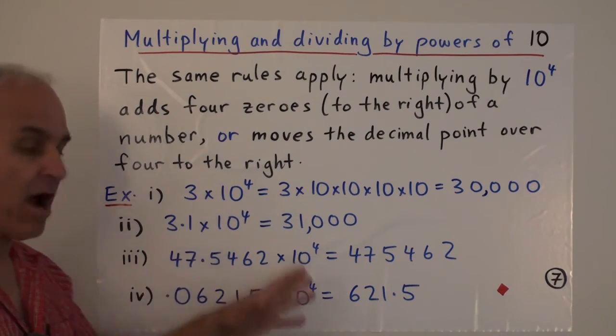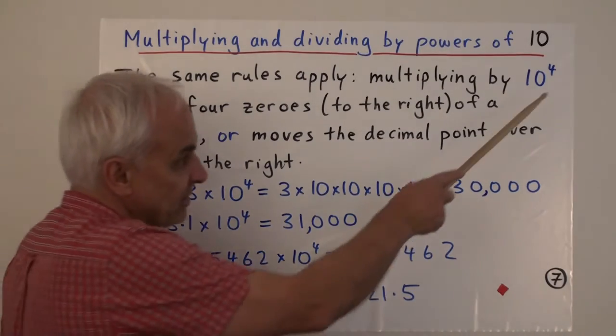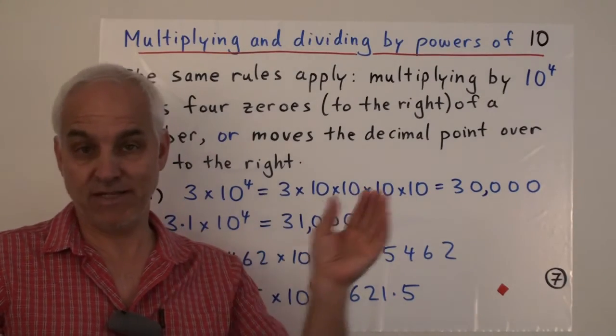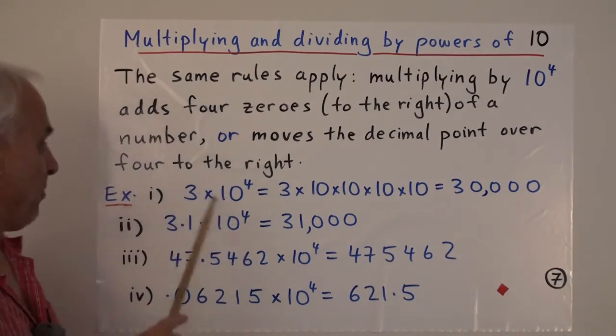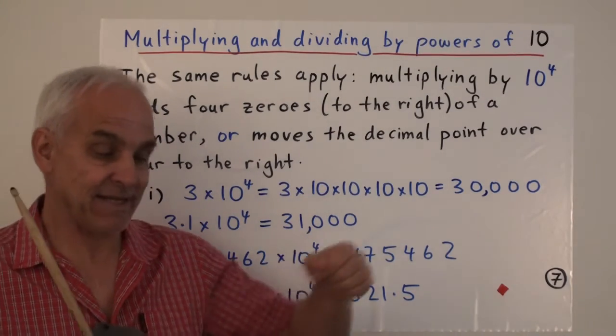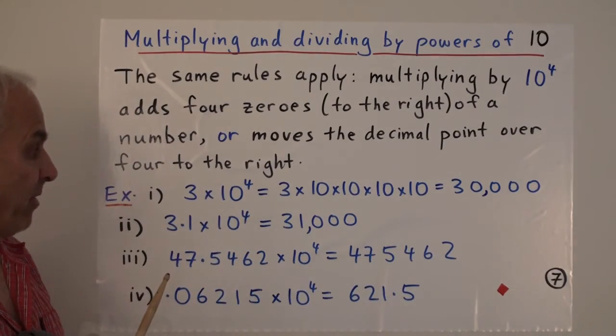Okay. So it's the same kind of business as multiplying by 10, multiplying by 100. It's just that it's the exponent of the 10 which determines either how many zeros you add if you're multiplying by a natural number like this, or how many places the decimal point moves over if we're multiplying by a decimal number.